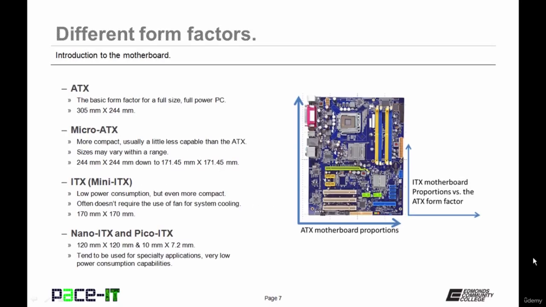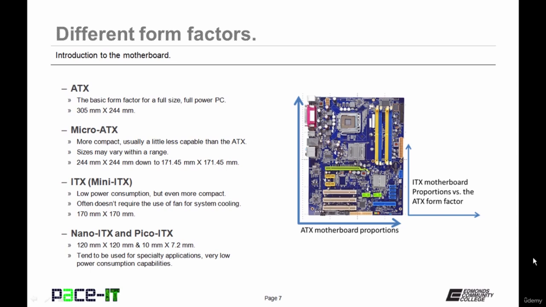Now, the form factor of a motherboard is basically its size, and there are just a couple of main categories. There is the ATX. That is the basic form factor for a full-size, full-power PC. And the ATX size is 305 millimeters by 244. There's also the microATX. It's more compact in size, and it usually has a little less capabilities than the ATX.